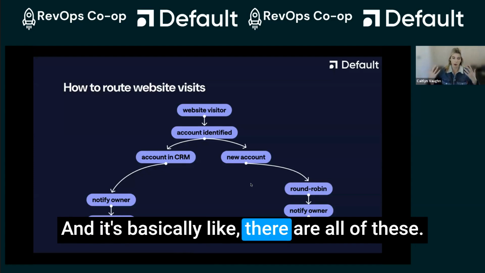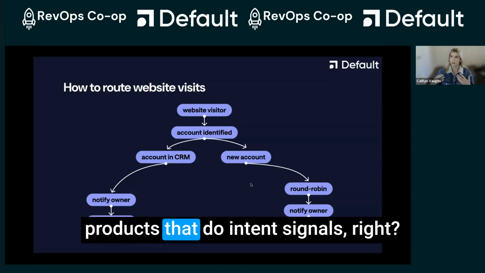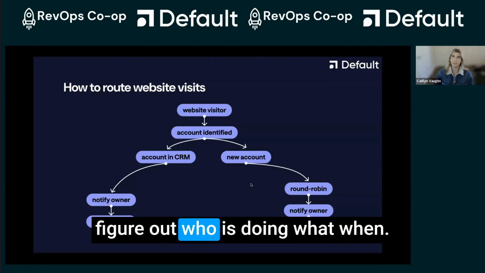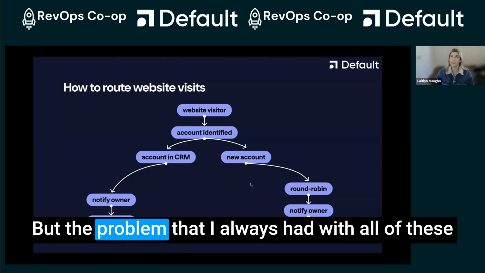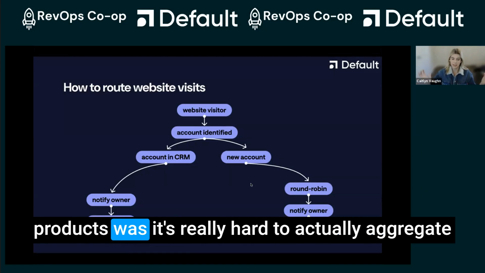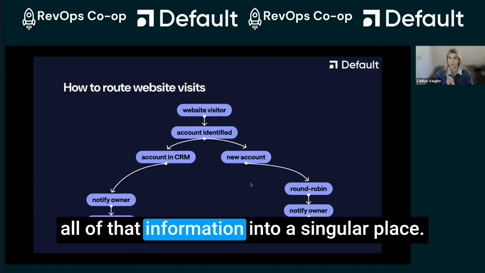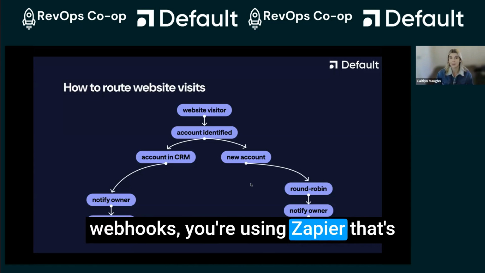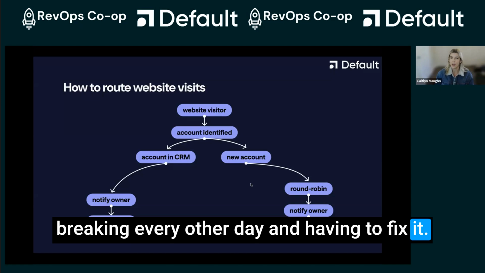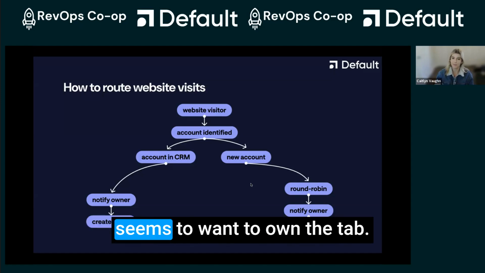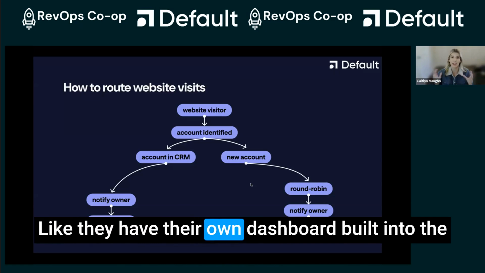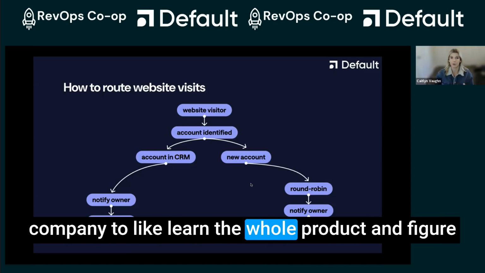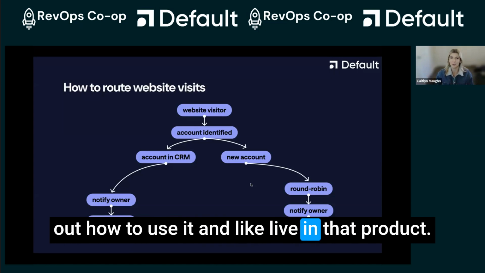It's basically like there are all of these products that do intent signals, right? Where you can get the data and figure out who is doing what when. But the problem that I always had with all of these products was it's really hard to actually aggregate all of that information into a singular place. So you're building out custom webhooks, you're using Zapier that's breaking every other day and having to fix it. And then every product seems to want to own the tab. They have their own dashboard built into the product, and they want every single person from a company to learn the whole product and figure out how to use it and live in that product.